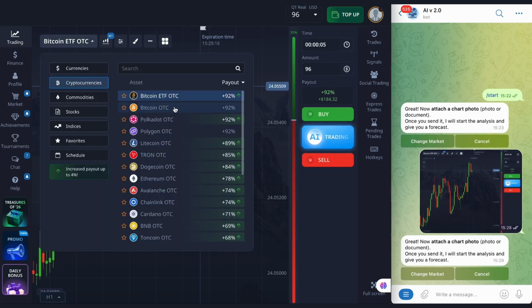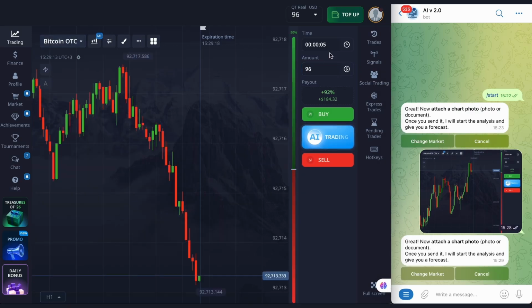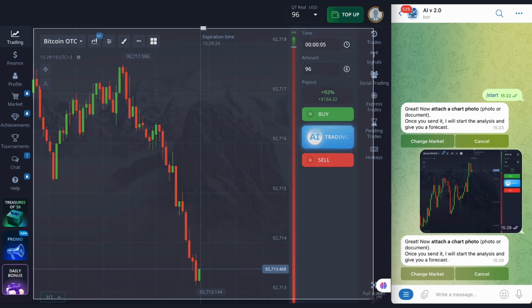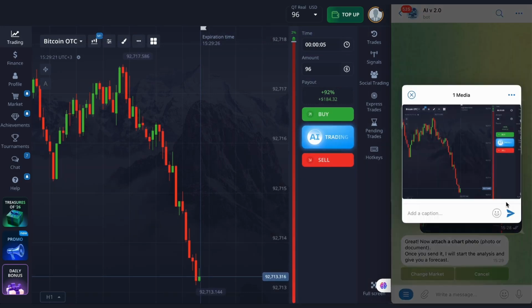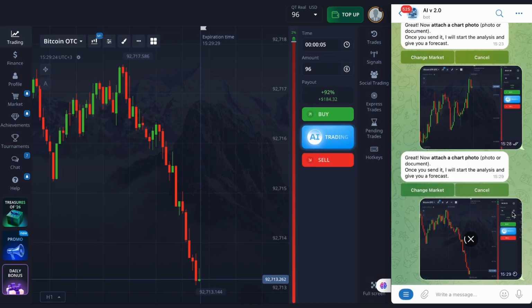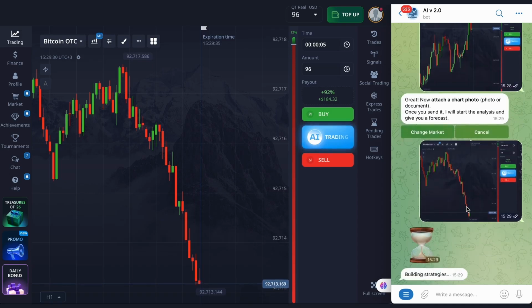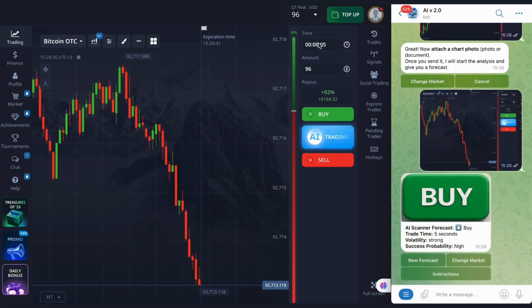Let's hit the market with our next trade, which is gonna be on Bitcoin OTC. First, we take a very nice screenshot of our Bitcoin OTC. Ladies and gentlemen, this is your AI screener in action today, giving us the hits in the market, telling us whether to buy or to sell, and we are cruising in the market. Next trade is loading. Bitcoin OTC, we have sent it. It says it's gonna start analysis and give us a forecast, building candles, studying candlesticks, building strategies, and it is gonna be a 5 seconds buy.